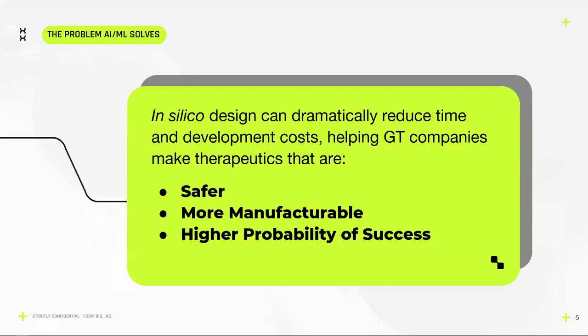And so the answer is yes. We can use AI/ML models for in silico assessments of encapsulated viral genome identity, immunogenicity, as well as manufacturability, which can help to de-risk vector design sequences and also optimize them so that we are coming up with vectors that are safer, more manufacturable, and have a higher probability of success.